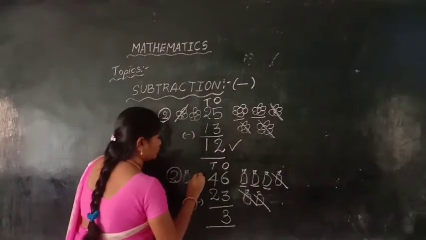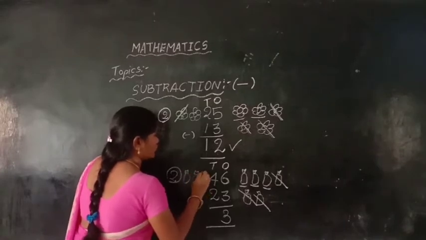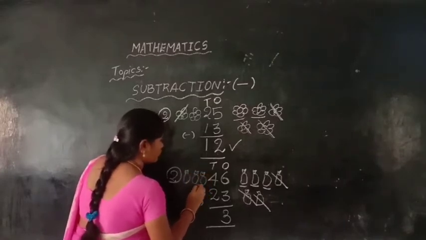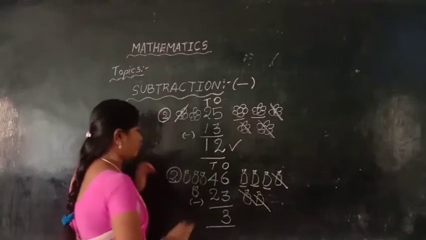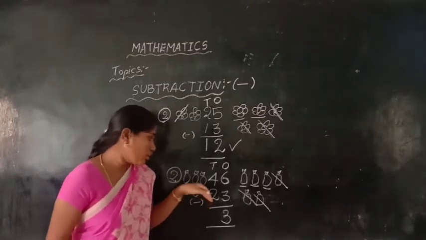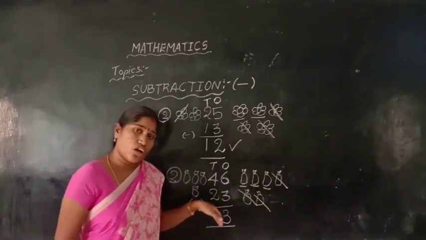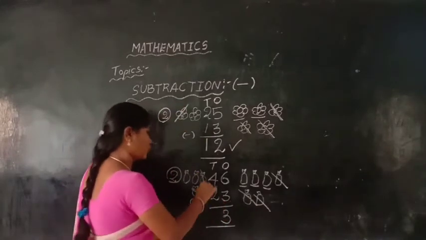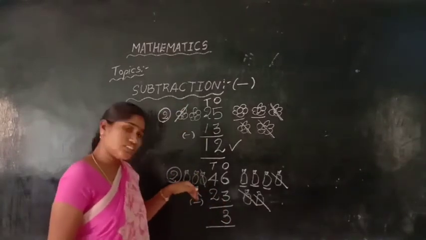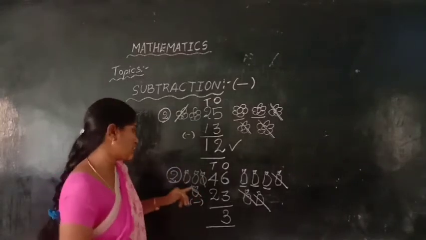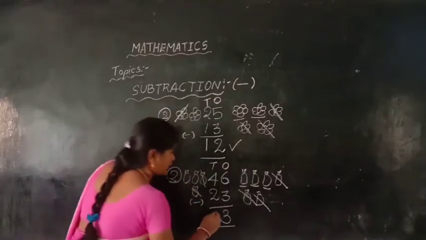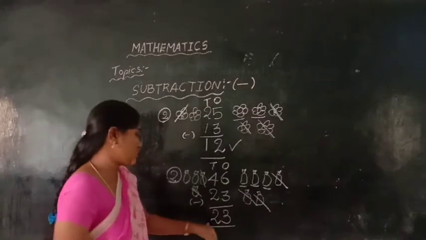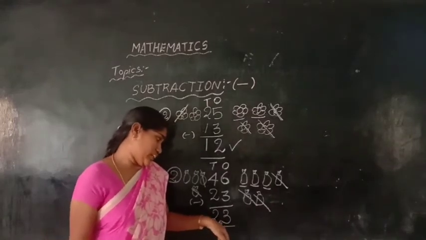1, 2, 3 and 4. Okay. Well, 4 chocolates we took now. See here, 2. Now we will cross 2 chocolates. 1, 2. How many chocolates remain here? 2 chocolates remain. So the answer is 2.